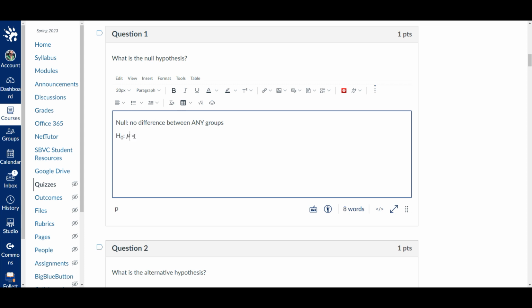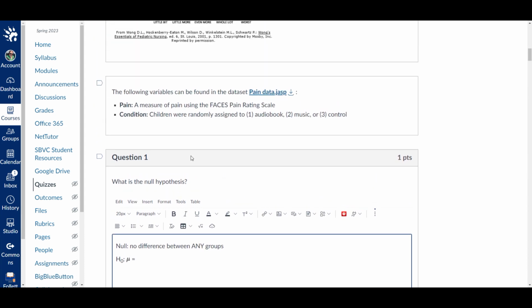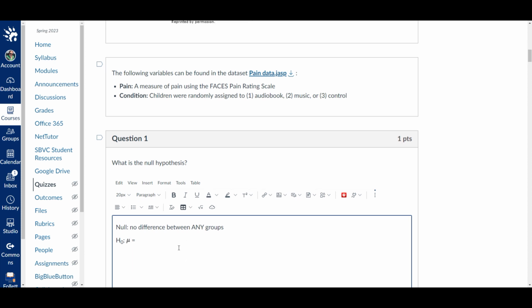So I'm going to indicate here, I'm using mu because we're talking about not just within the sample, right? We can look at the numbers for the sample and say whether one group had higher pain than the others. But what we really want to know here in this research scenario is in the wider population, is listening to an audiobook or listening to music an effective pain management technique or strategy or treatment?